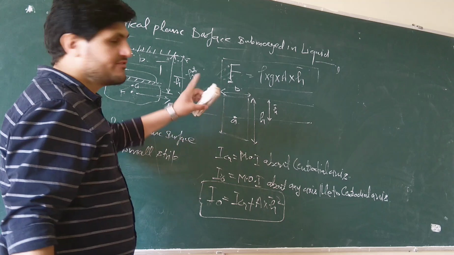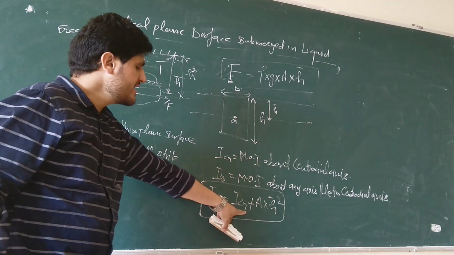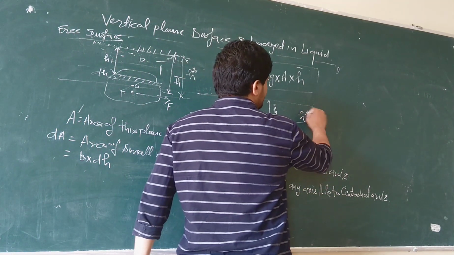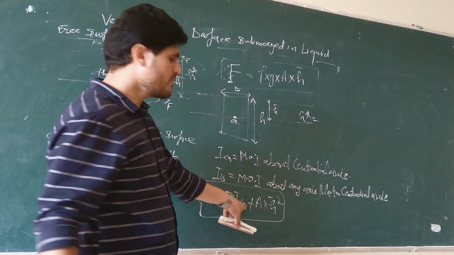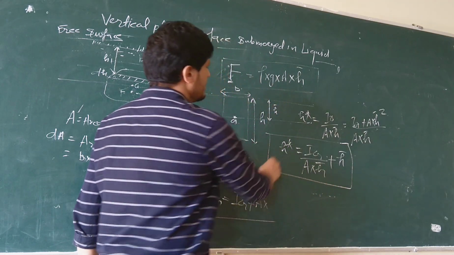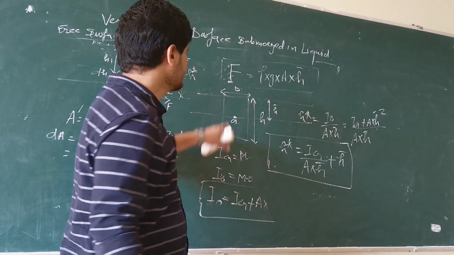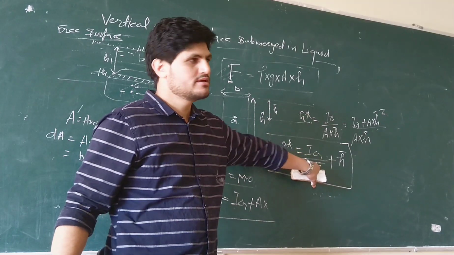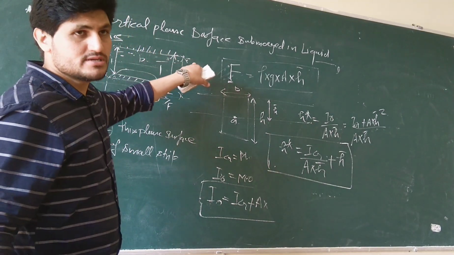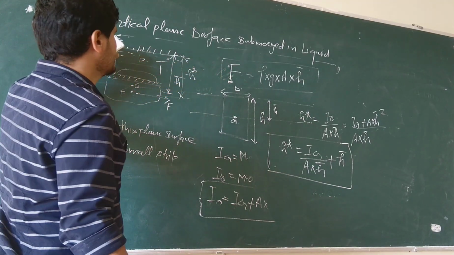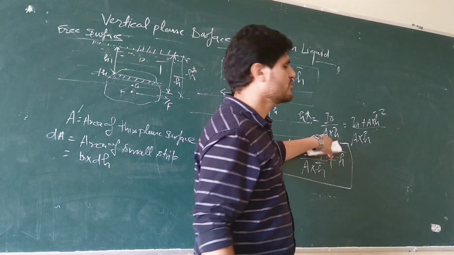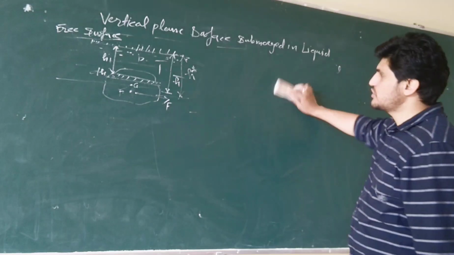So for different figures we have different values of Ig. I can just rewrite the formula of h star. What will be the formula of h star in the form of Ig? So we have two formulas here. One with reference to your Ig, and one with reference to your I naught, that is the moment of inertia about the free surface of the liquid. It is equal to I naught upon A into h bar.